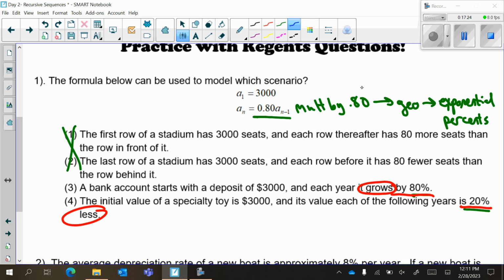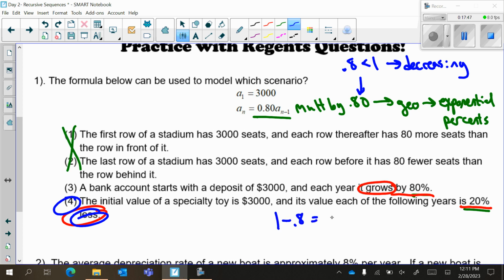And if you're multiplying by 0.80, 0.8 is less than 1. And remember with exponential equations, if you are less than 1, then you are decreasing. So what we're going to go with is the one that is less. We are decreasing each year. The 0.20 comes into play because if you do 1 minus 0.8, you get the 20%. You are keeping 80% and you are decreasing by 20%.